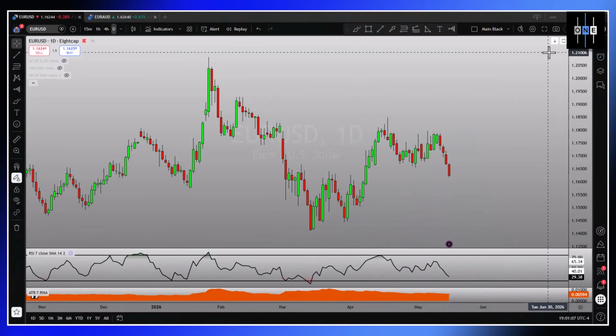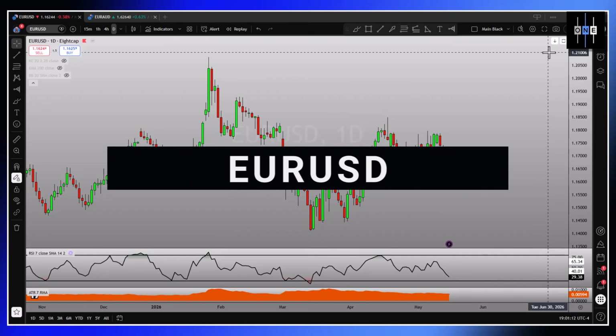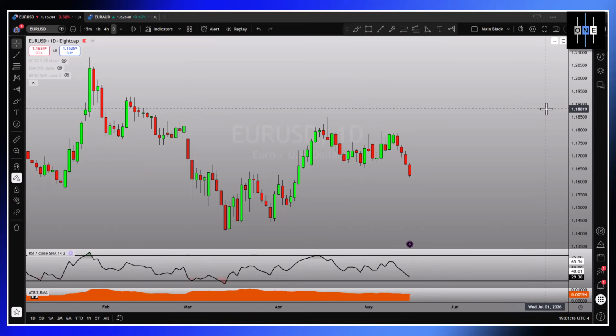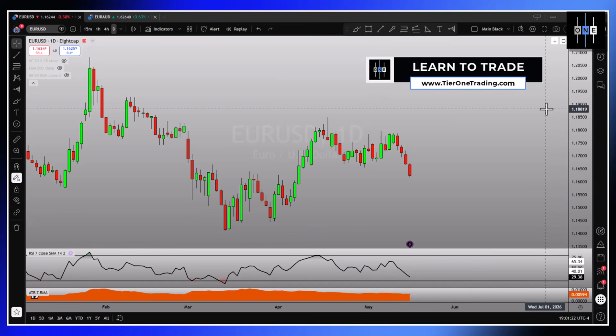Now, let's hop in. We are going to start with the most popular pair in the Forex market, the euro dollar. And although the euro dollar and I are on bad terms because of a losing trade that I had to end the week, I'm going to push that to the side and analyze it for you guys because we have a few good trading opportunities setting up.